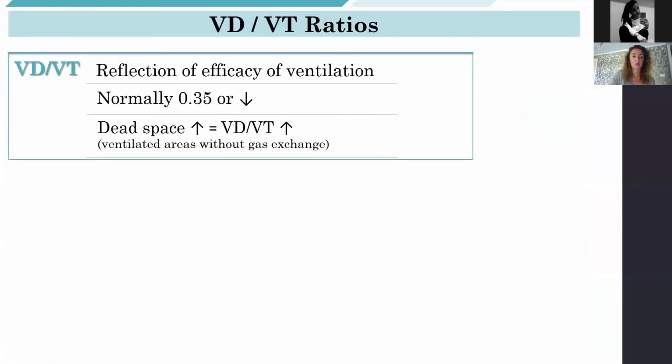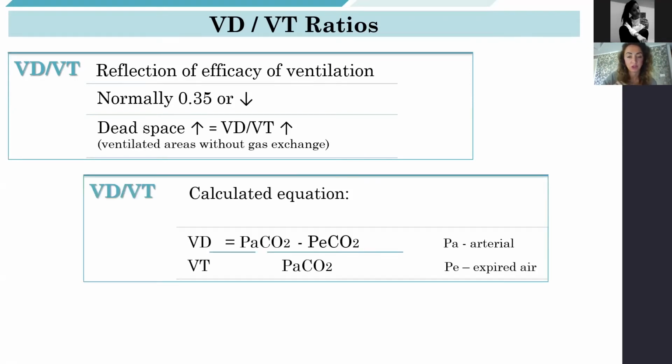This is something you also have to have in your mind when you're trying to wean a patient from mechanical ventilation. This is the dead space ventilation to tidal volume ventilation ratio. This is the reflection of the efficacy of ventilation. Normally the ratio of dead space ventilation to total ventilation is 0.35 or less. But if you have increased dead space, so there are abnormally large areas which are being ventilated but not exchanging gas, the VD/VT ratio will increase.